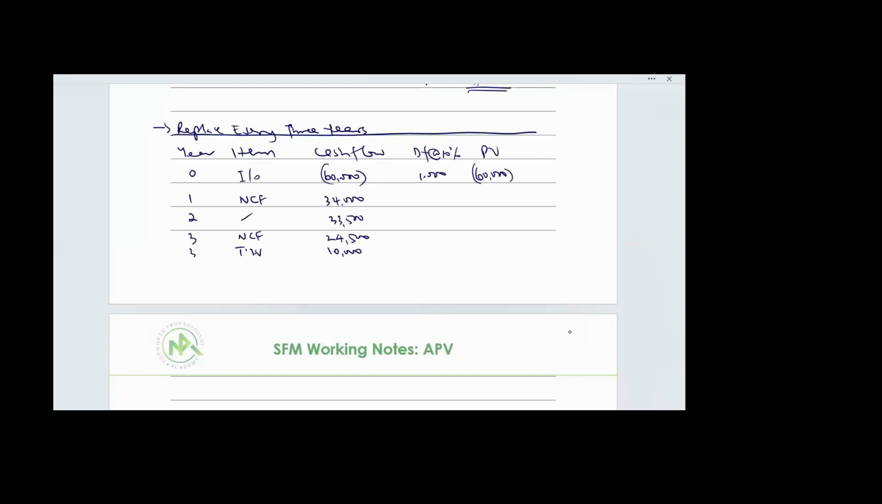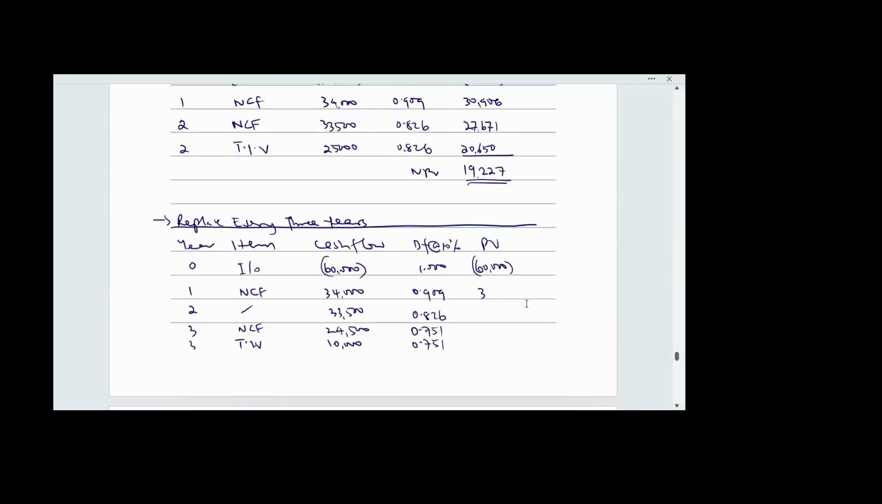You can see as we proceed to the following year, we are repeating the net cash flow of the previous years. This is what I mean by accumulating or repeating your net cash flow. So here is 0.909, 0.826, 0.751. Here is 30,906. Here is 27,671. Then what's the PV of the 3rd year? 18,400. Okay. So what's our NPV then?